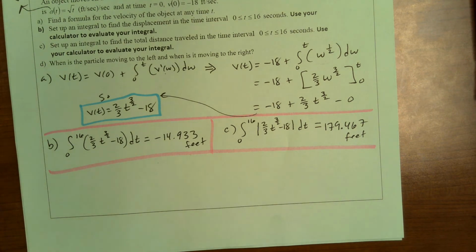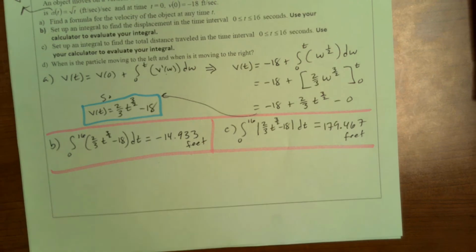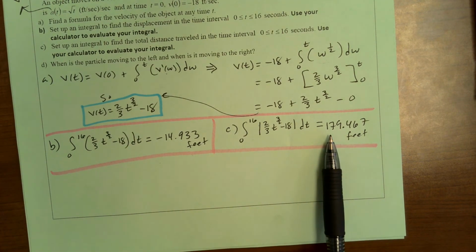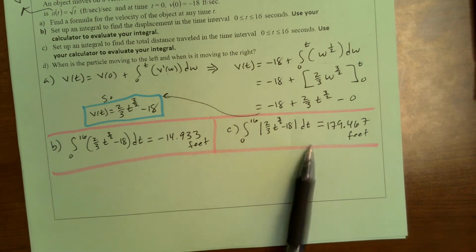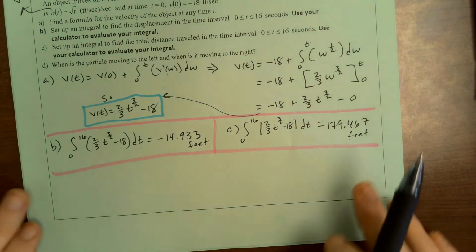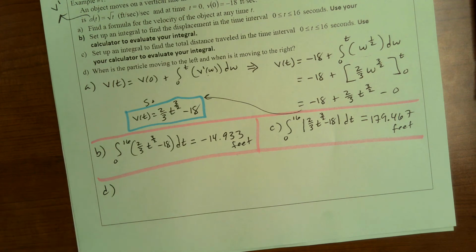Okay, if the particle changed direction at all, then some stuff is going to cancel out. So if the particle changed direction at all, displacement will be less than total distance traveled. And total distance can never be negative also. Okay, now D. When is the particle moving to the left and when is it moving to the right?